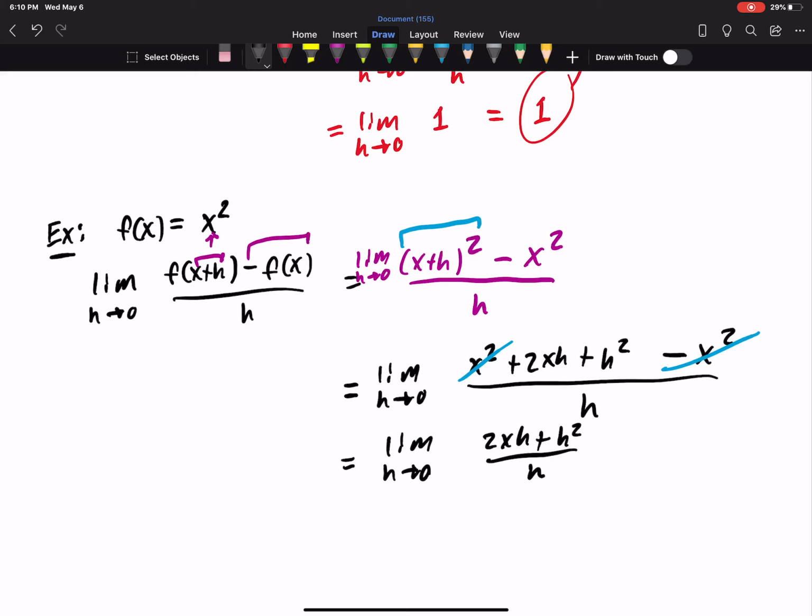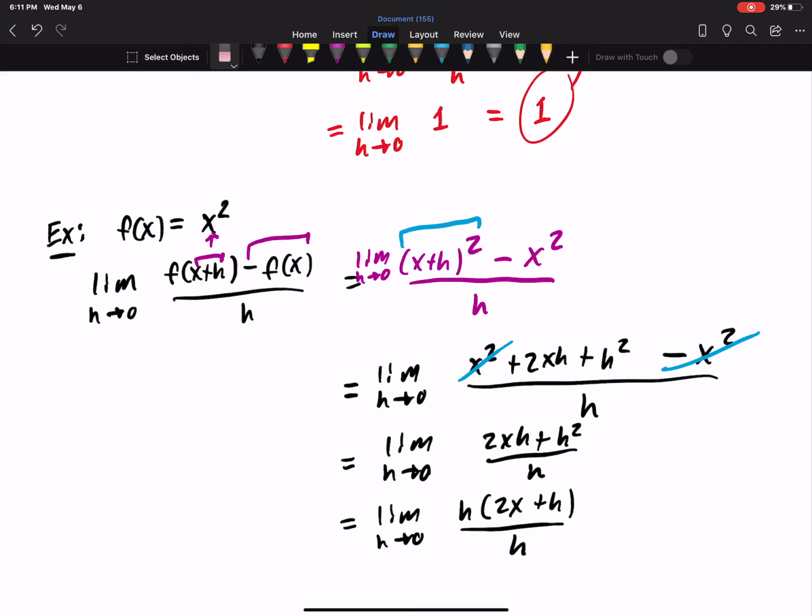Okay, still have the h in the bottom, that's still a problem, but maybe we can cancel it out with some of the h's on top. So notice that in both terms, this one and this one, we have an h in common. So I'm going to factor out an h. Doing that, I have the limit as h approaches 0, because you always have to rewrite that, of h times the quantity 2x plus h all over h. To confirm that this is indeed correct, if you were to FOIL that back through, you would get exactly this top here.